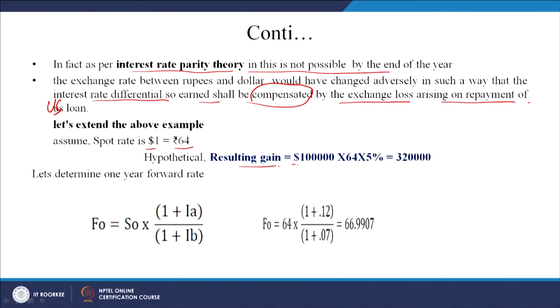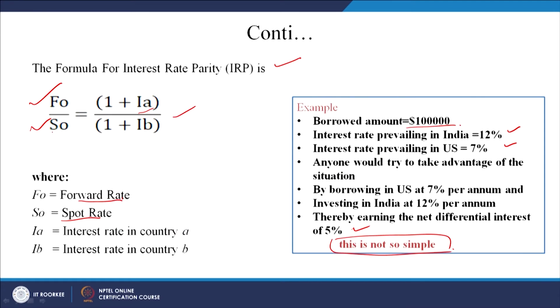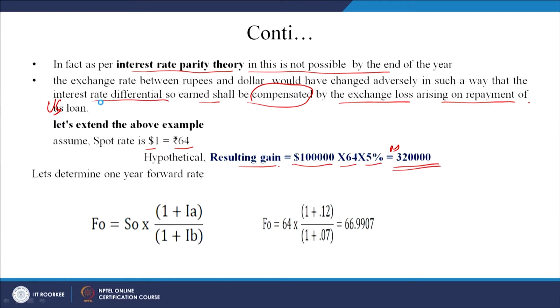Somebody now would take a loan at 7% from the US. Hypothetically, the resulting gain is: he takes a loan of 1 lakh, which is 64 lakh rupees in India, and he gets a 5% advantage. So, how much is the advantage? 3,20,000 rupees. Now, let us determine the 1 year forward rate. F0 is equal to S0 into 1 plus the interest rate in the one country divided by 1 plus the interest rate in the other country.